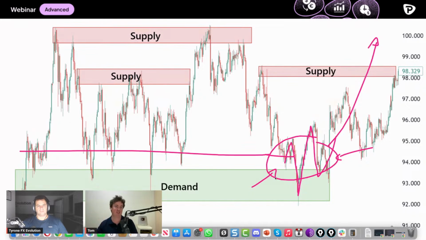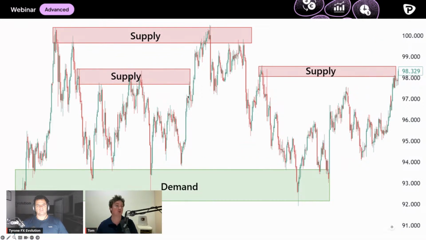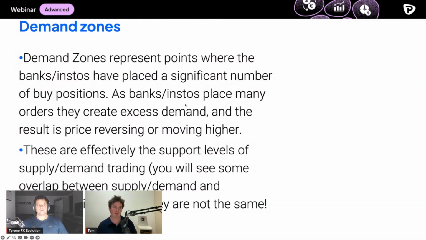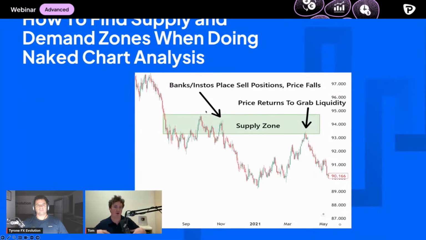We need to join in with the sharks and the whales, and therefore, we're going to go basically in that direction at that point. We've seen the reaction to the point of control or the volume profile. Very, very important. So all of these things become really the areas that we want to be focused on.